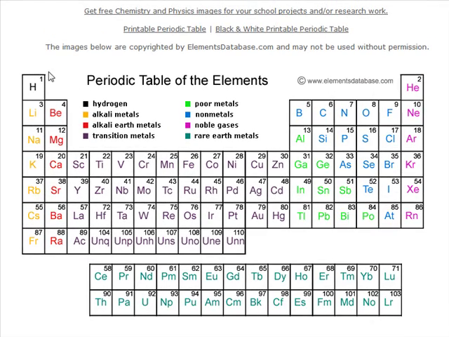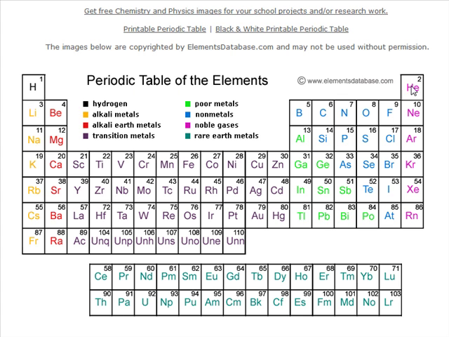Next thing that I want you to notice is vertical columns are called groups, and elements that are in the same group tend to behave together. This is group 1. Beryllium starts group 2. You have group 3 with boron, 4 with carbon, group 5 with nitrogen, 6, 7, and 8. Again, the transition metals basically get ignored when you're talking about groups.